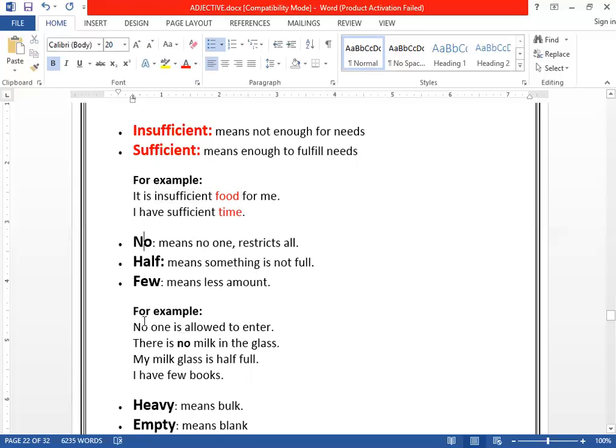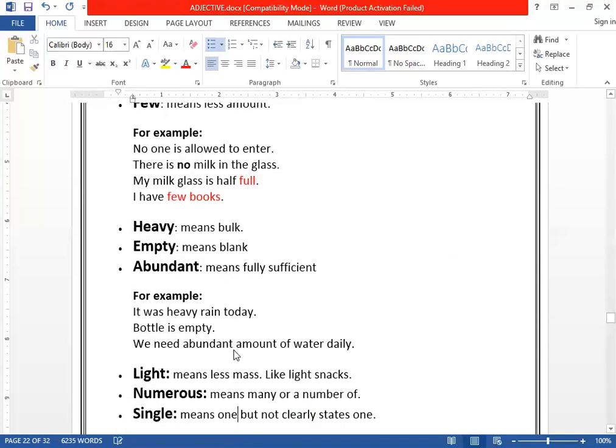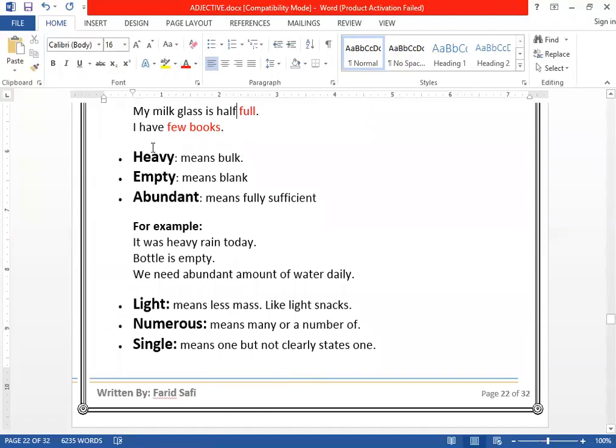No means no. Clear? Half and few are quantity adjectives. Like no milk. Milk is a noun. Half full, full is a noun, half is a quantity adjective. Few books, books is a noun, few is a quantity adjective. Again we have heavy, empty, and abundant. Clear? All of them are quantity adjectives. It was heavy rain. Rain is a noun, heavy is a quantity adjective. The bottle is empty. Bottle is a noun, empty is a quantity adjective. We need an abundant amount. Amount is a noun, abundant is an adjective modifying amount, a quantity adjective.